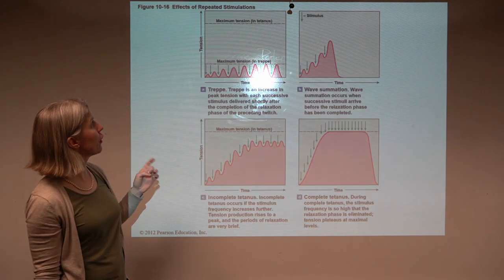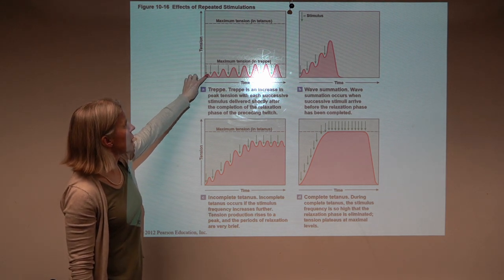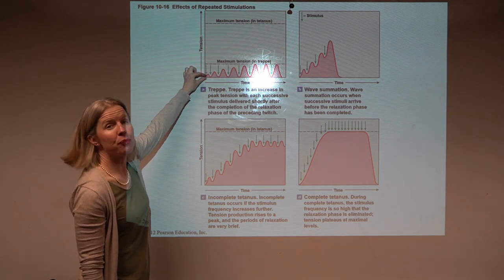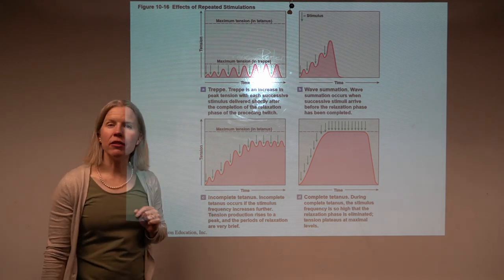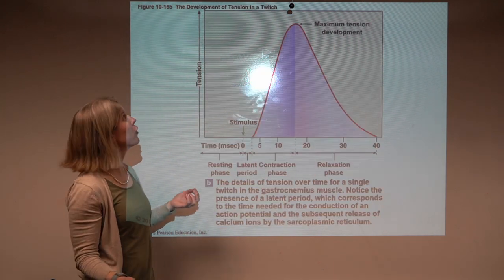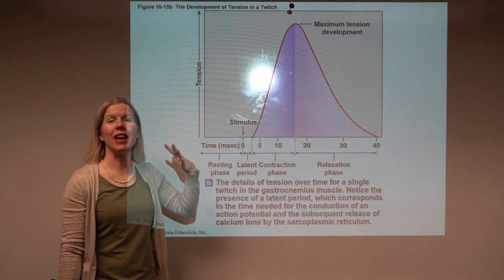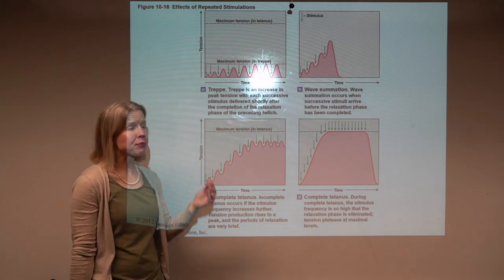Now let's put this in a little context. The amount of force produced by a single stimulus is here, even though the maximum tension is way up there. So an individual stimulus hitting a muscle causes a twitch, right? So they're saying tension in a twitch. This is really not useful in the body.